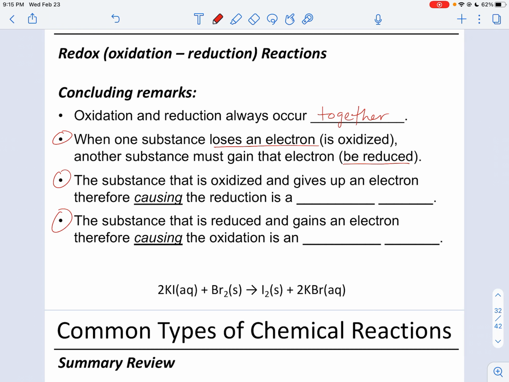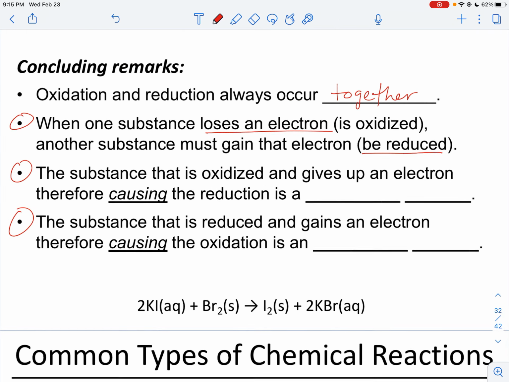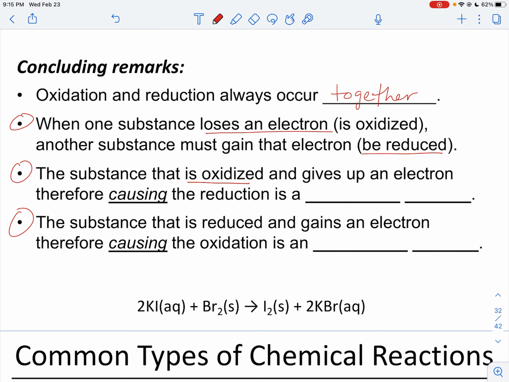They are kind of funny to think about, and again, this is sometimes just the nature of chemistry, but let's read them. The substance that is oxidized, I'm gonna highlight that. The substance that is oxidized and gives up an electron causes reduction. Okay? So the substance that is oxidized is causing your other atom or your other element to be reduced. So you know what we call it? We call it the reducing agent. It is the agent of reduction. It is causing something else to be reduced. Itself is oxidized, but it's causing reduction, so we call it the reducing agent.